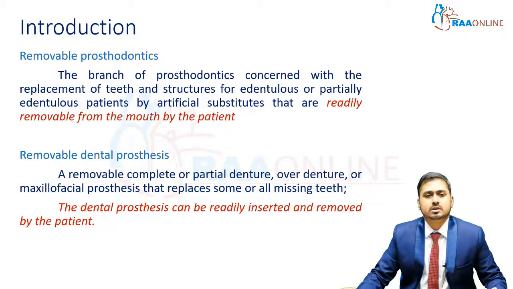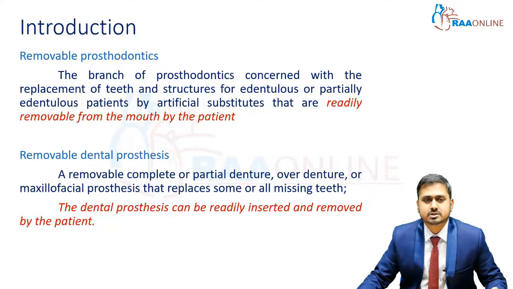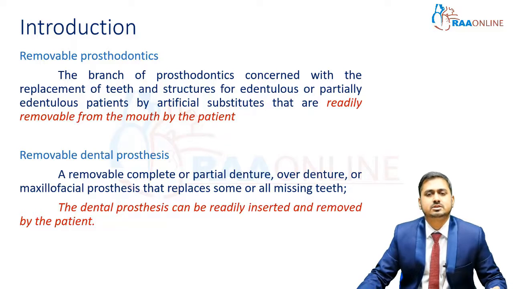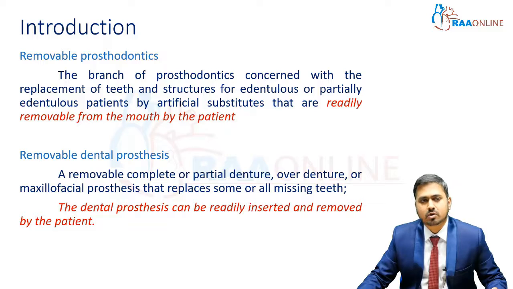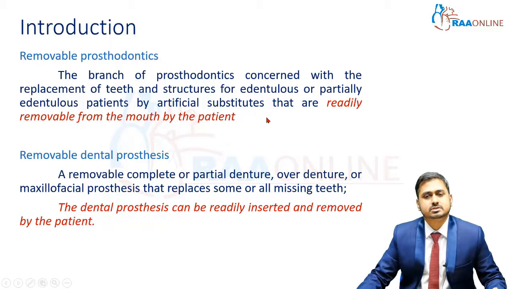Before diving into the core of the topic today, we'll see the basic terminologies concerned with the topic. The whole thing revolves around two keywords. One is removable, the next one is partial. Starting off with removable prosthodontics, it is nothing but a branch of prosthodontics concerned with the replacement of teeth and structures for edentulous or partially edentulous patients by artificial substitutes, a process that is readily removed from the mouth by the patient.